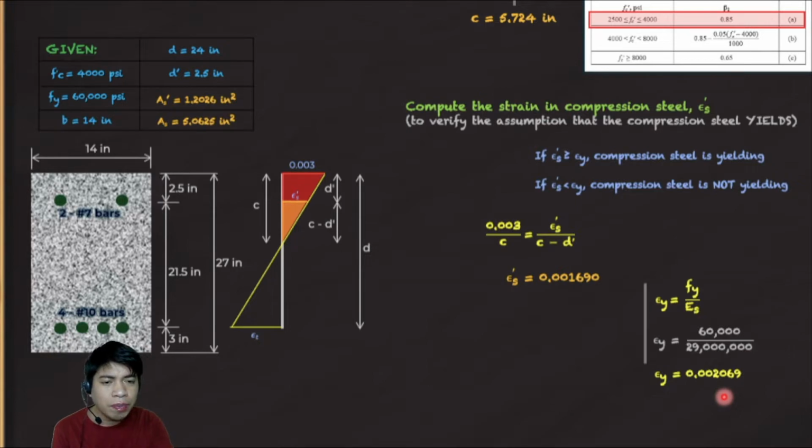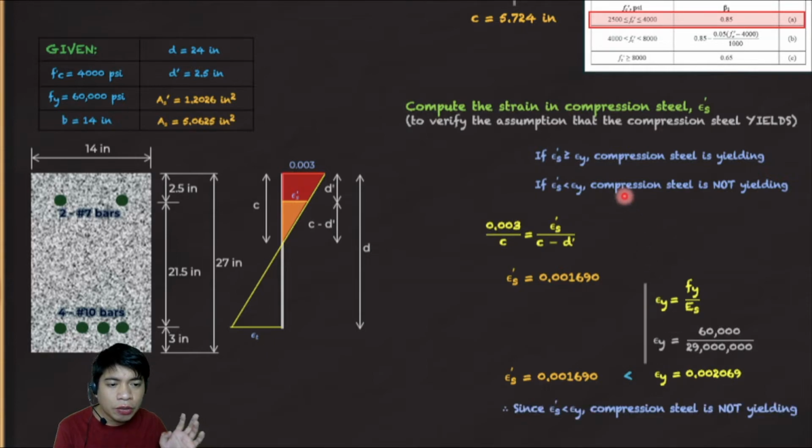So now, let us compare the value of our compression steel strain to the yield strain. So take note that our compression steel strain is 0.001690. So this is less than sa ating yield strain na 0.002069. So dahil less than siya guys, ito yung nangyari. Okay? The compression steel is not yielding. So in other words guys, yung ating F sub S prime is not equal to F sub Y. So ibig sabihin, the assumption was wrong.